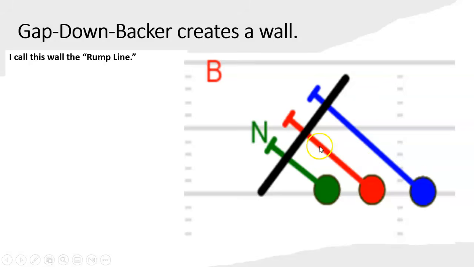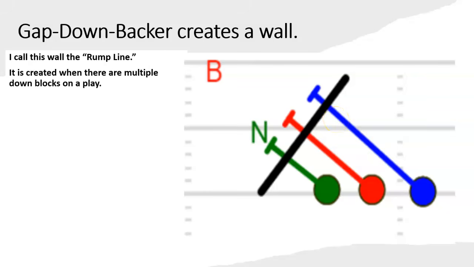Okay, and we're not talking about pullers now. We're just talking about down blocks. But we want a line of rumps right there for the puller, the wrapper, and the running back to run down behind. This wall is very important. It is created when there are multiple down blocks on a play. Okay, either 2, 3, or even 4.